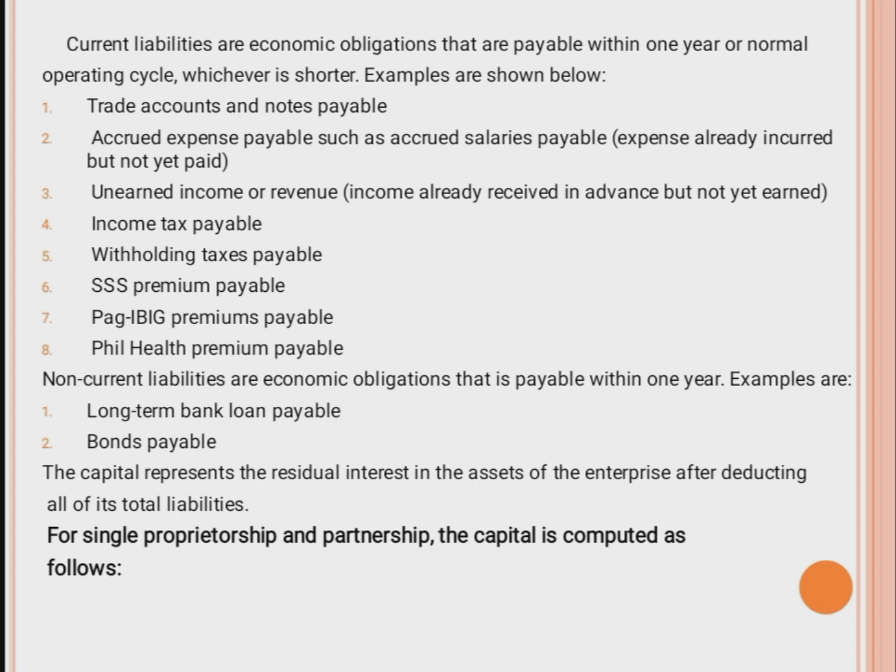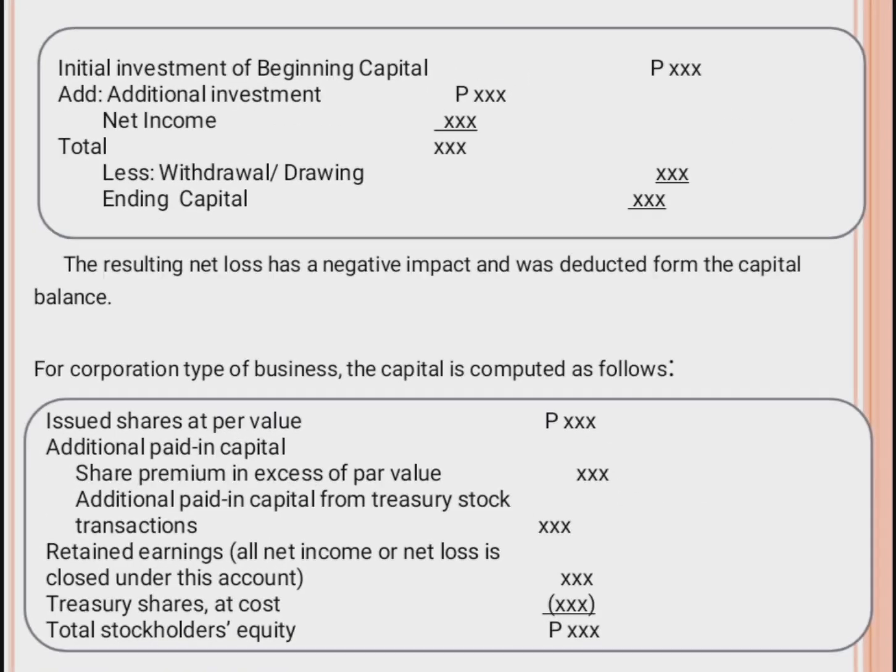Non-current liabilities are economic obligations that are payable beyond 1 year. Examples are number 1, long-term bank loan payable. Number 2, bonds payable. The capital represents the residual interest in the assets of the enterprise after deducting all of its total liabilities. For single proprietorship and partnership, the capital is computed as follows. Initial investment or beginning capital, add additional investment, net income, total, less withdrawal or drawing, ending capital.